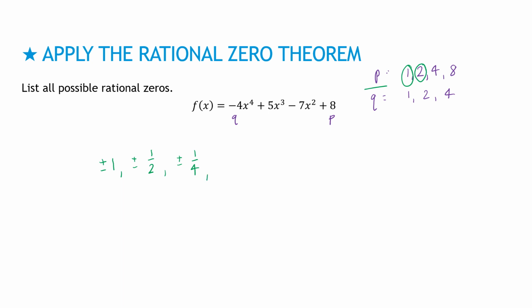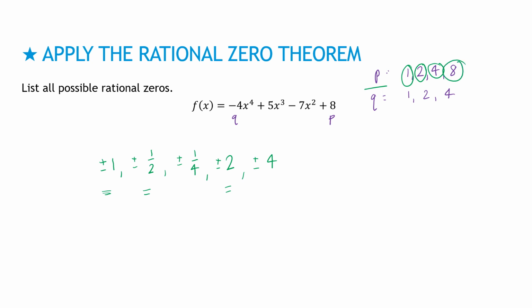So 2 over 1 is 2. 2 over 2 actually reduces to 1, and I've already gotten 1 written down, so I don't have to write it again. And then 2 over 4 actually reduces to 1/2, which I already have written down, so I don't have to write it again. Then I look at 4. 4 over 1 is plus or minus 4. 4 over 2 would be 2, but I already have 2 written down, so I don't have to worry about it. And then 4 over 4 actually reduces to 1, and I already have 1 written down, so I don't have to worry about it.